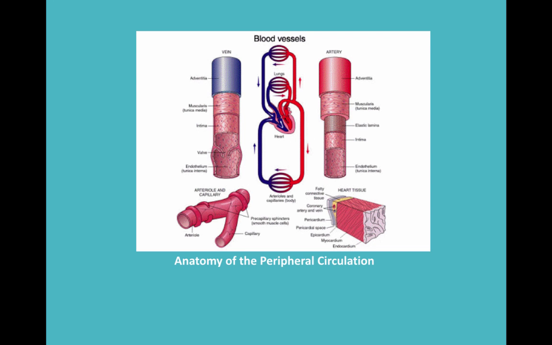And so in that anatomy of the peripheral circulation, once the blood has left the heart, that's where we're going to pick up now. In this pictogram, or drawing, you've got on the left side the vein, on the right side the artery, and that center piece that shows the heart pumping to the systemic circulation on the right, and then returning on the left, right?